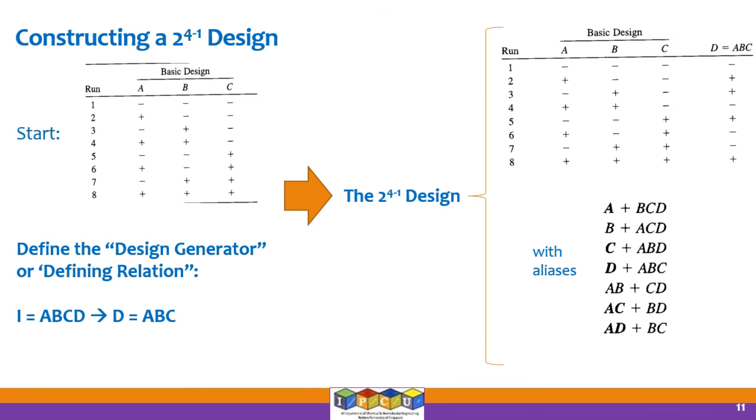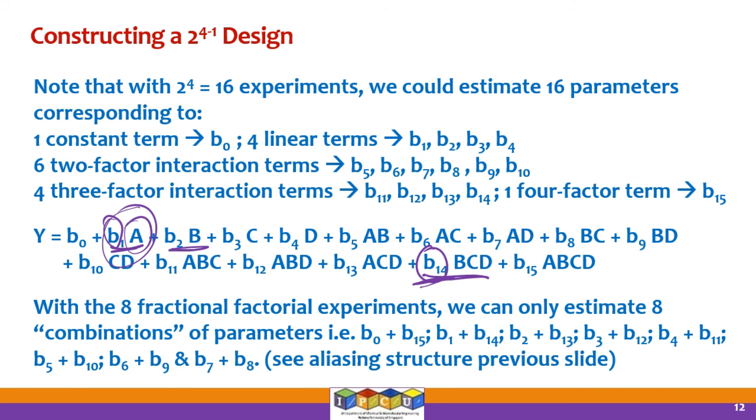Similarly, B is aliased with ACD. Therefore, this is aliased with this. So I can only get B2 plus B13. I cannot tease out B2 and B13 separately. That's the information loss I've been talking about. And since, again, to repeat the same story, I expect the effect of ACD to be small compared to the effect of B. That's the nature of systems. And therefore, B13 is expected to be small compared to B2. So I will not suffer a major loss in information, and so on. That's how the story goes.